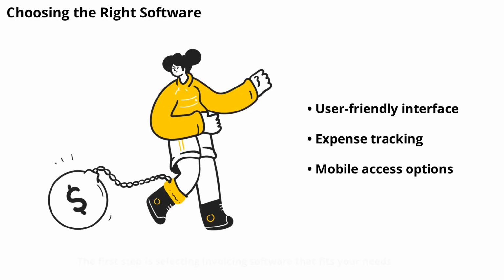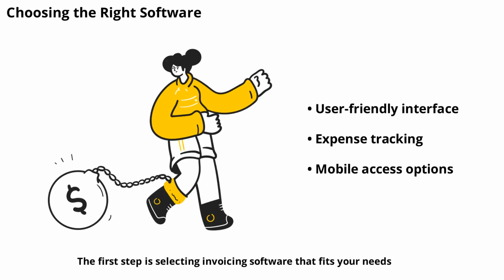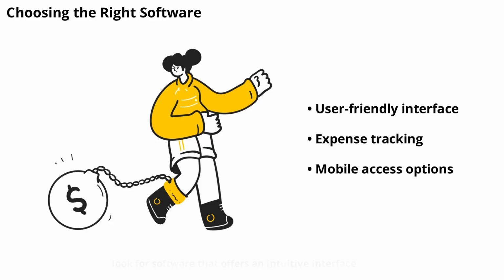The first step is selecting invoicing software that fits your needs. There are many options available, from simple, free tools to more advanced paid platforms. As a beginner, look for software that offers an intuitive interface, basic expense tracking, and easy invoice creation. Popular choices include Wave, FreshBooks, and Zoho Invoice. Consider what features matter most to you, such as mobile access or integration with your bank. Once you've picked your software, you're ready to start the setup process.